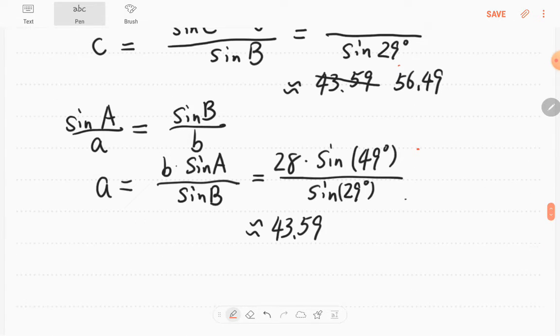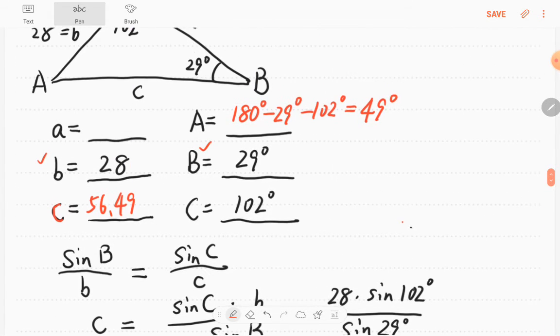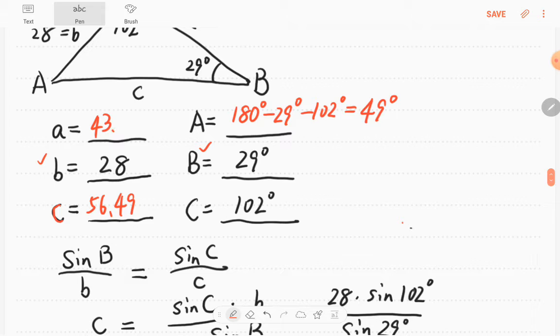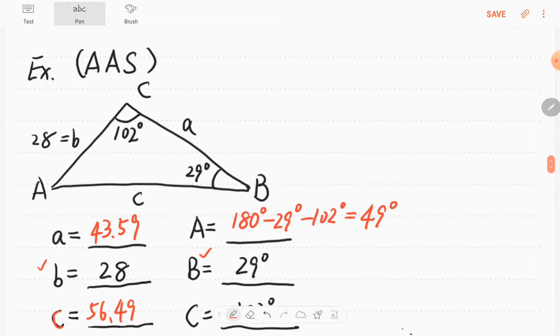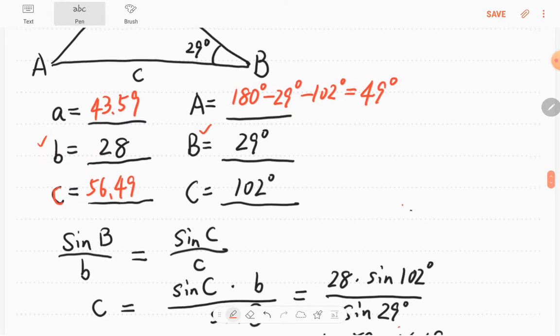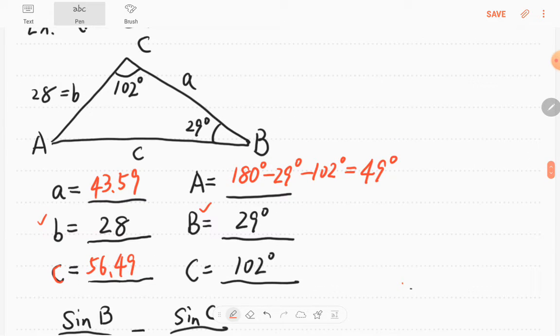And this side A is 43.59. Okay, then we know everything, right? So this is called solving a triangle. This is the case for AAS, right? So no matter which case it is, you just draw a triangle and label all the angles and all the sides, and draw a little chart, and fill in the things we know.